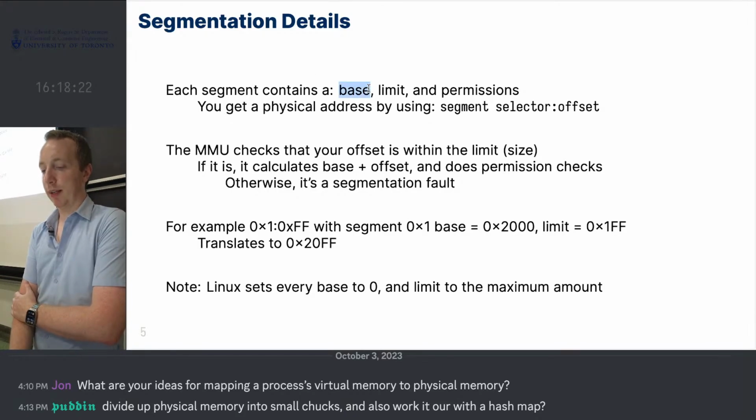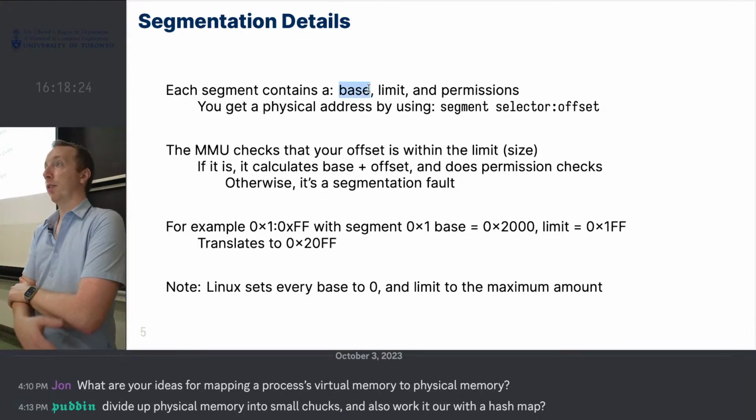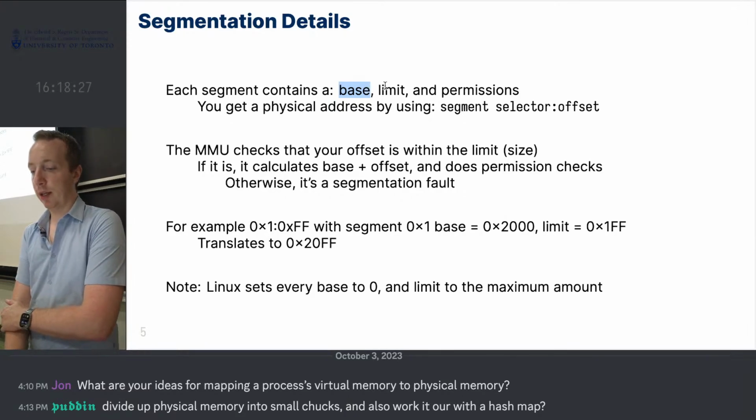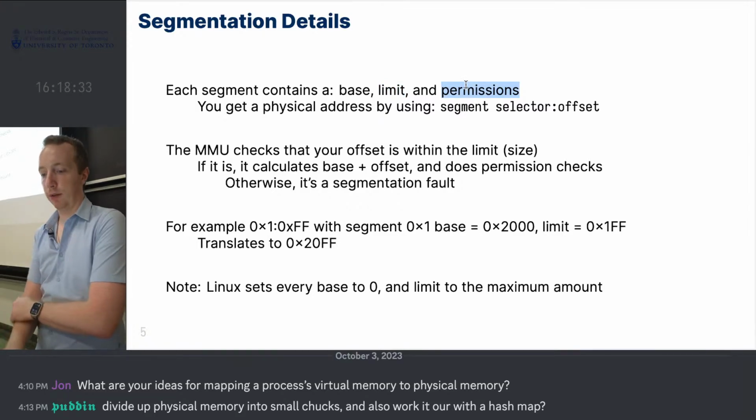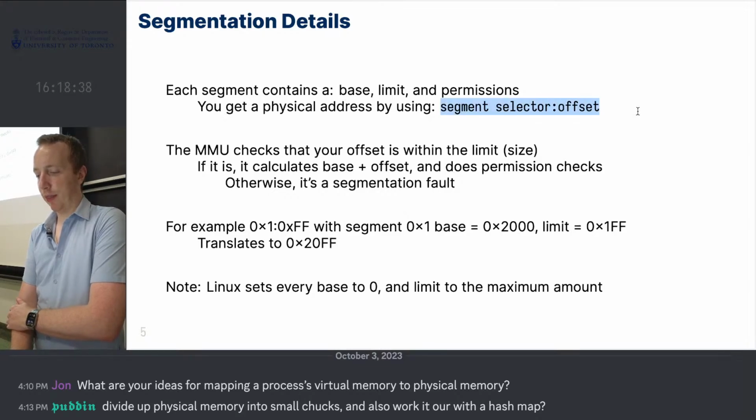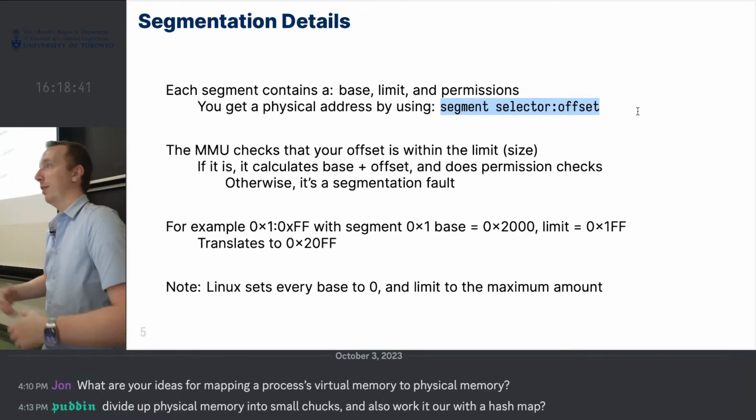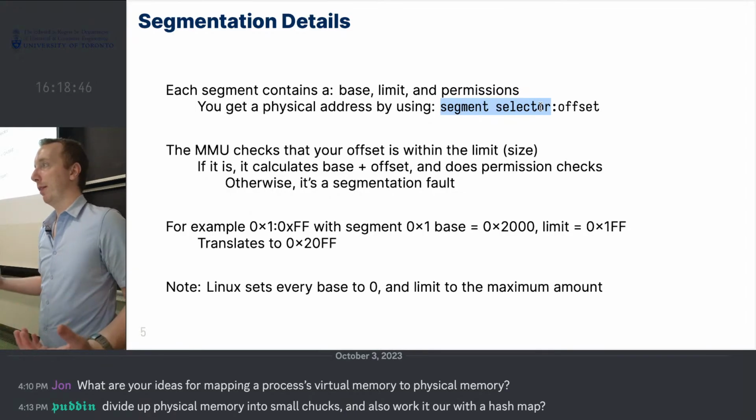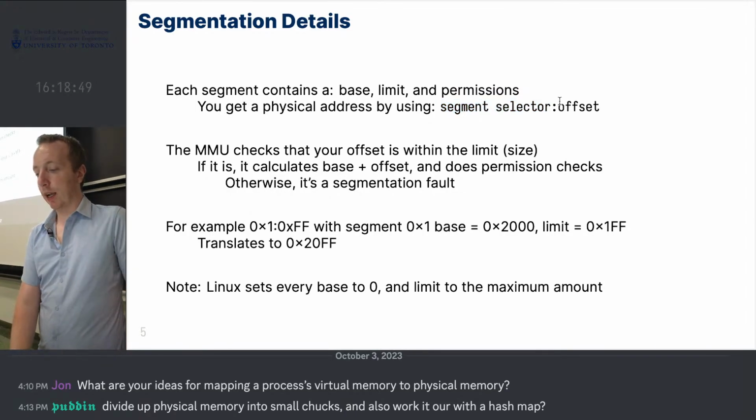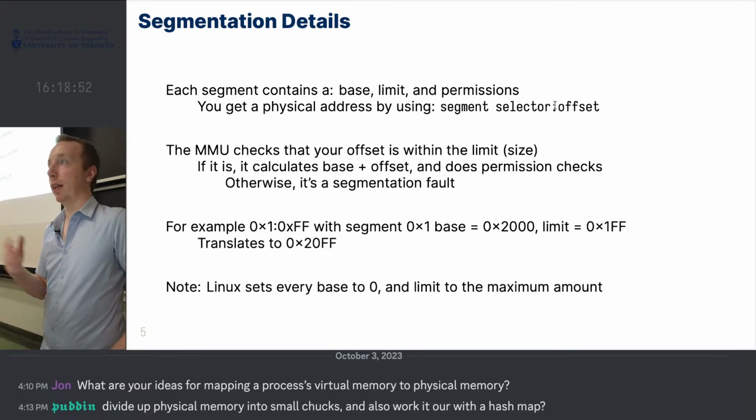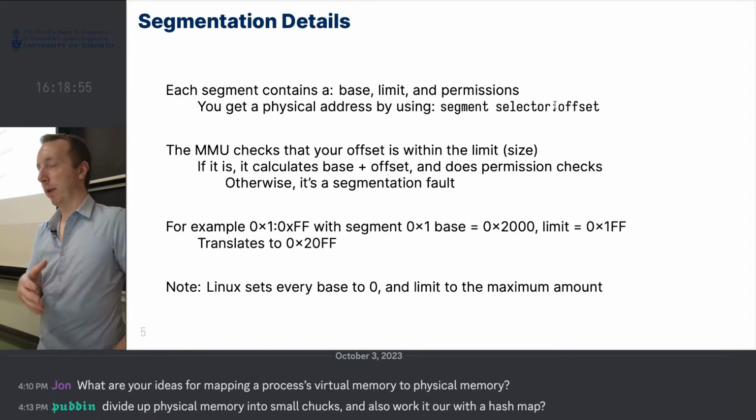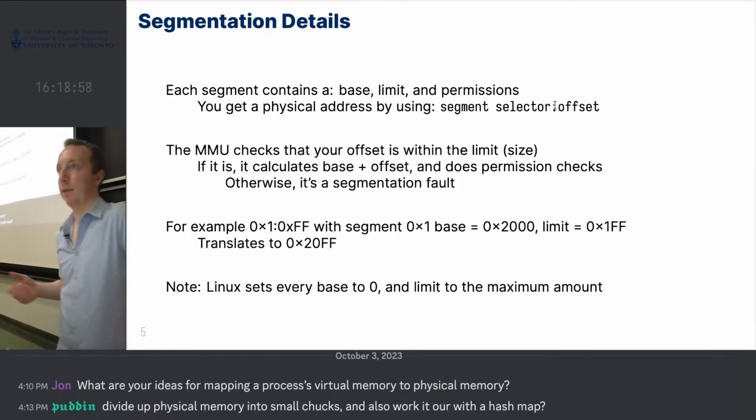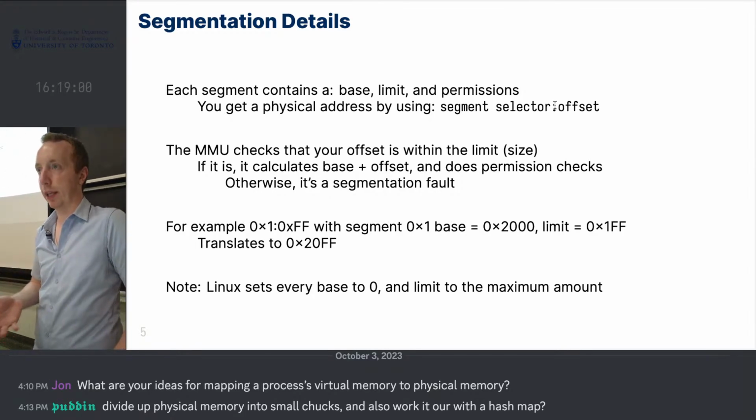Each segment would contain a base physical address, so where that segment actually starts in physical memory, a limit, basically the size of the segment, and then permissions, read, write, execute, something like that. And then you get a physical address by using this as your virtual address. It splits it up into two parts. You first ask for a segment, which is called a segment selector, basically just a number that says what the segment should be, and then an offset. So how many bytes from the beginning of that segment is the information I actually want. The offset will always just be the number of bytes from the beginning.